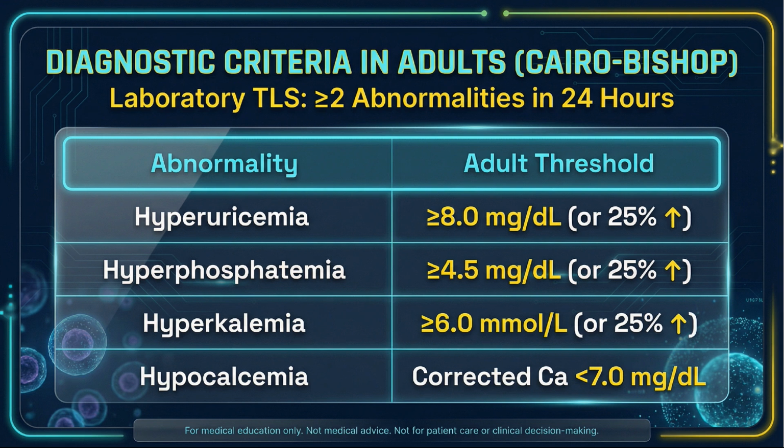Hyperuricemia, defined as a uric acid level of 8.0 milligrams per deciliter or higher, or a 25% increase from their baseline. Hyperphosphatemia, with a phosphate level of 4.5 milligrams per deciliter or higher, or a 25% increase from baseline. Hyperkalemia, defined as a potassium level of 6.0 millimoles per liter or higher, or a 25% increase. And finally, hypocalcemia, with a corrected calcium level below 7.0 milligrams per deciliter.